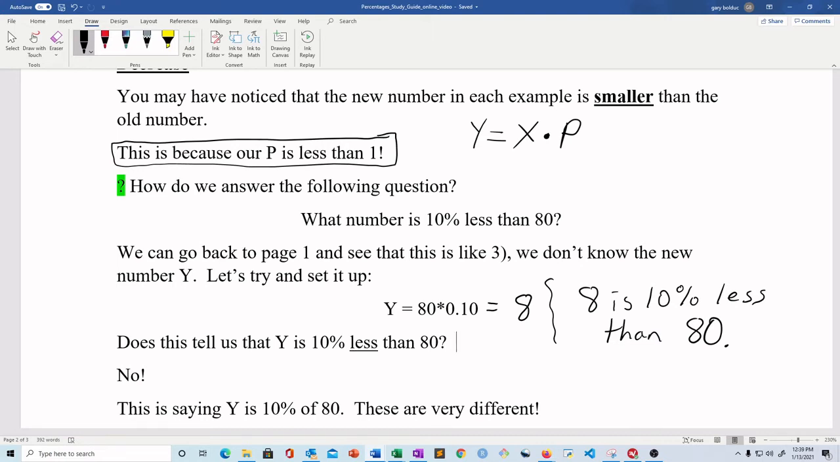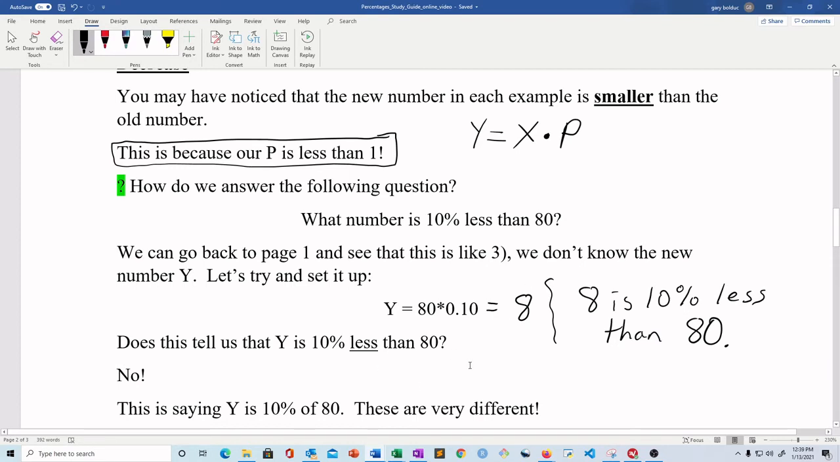I should have something pretty big still, right? I only took away 10%. That's small. I should be left with a lot. But wait, 8, that's really small compared to 80, right? This 8 here, that's way too small. That's not 10% less than 80. That's 10% of 80.